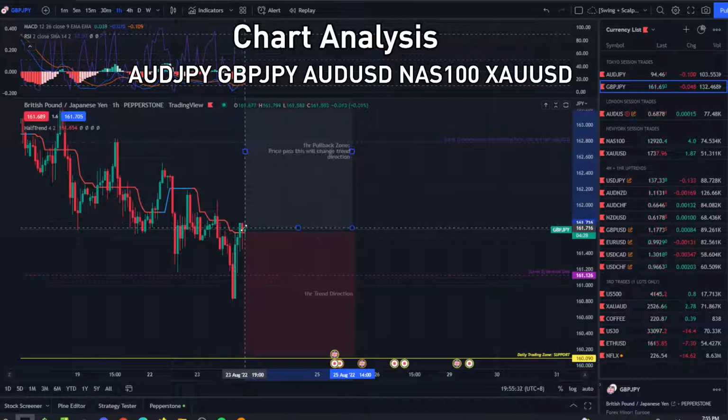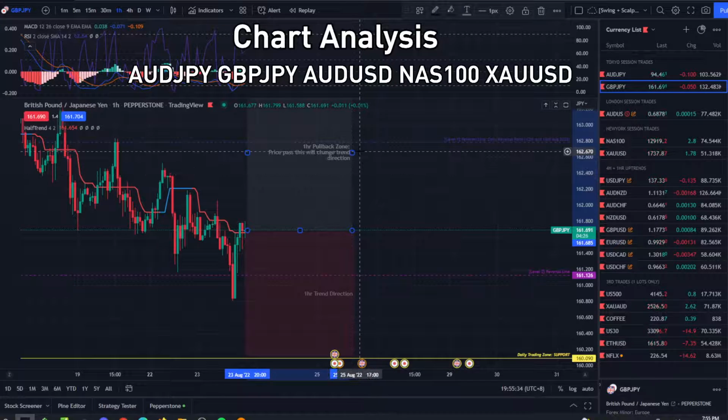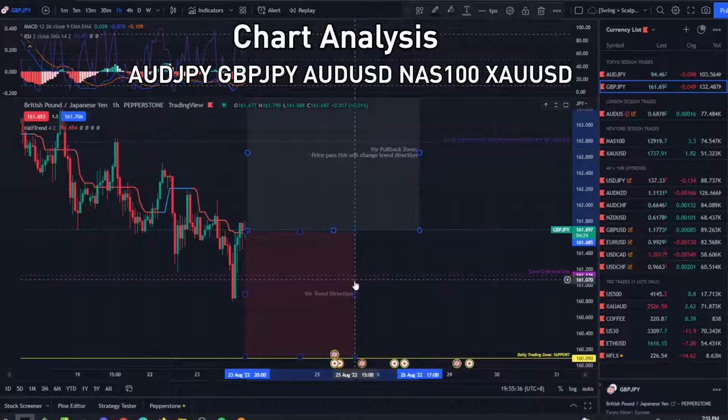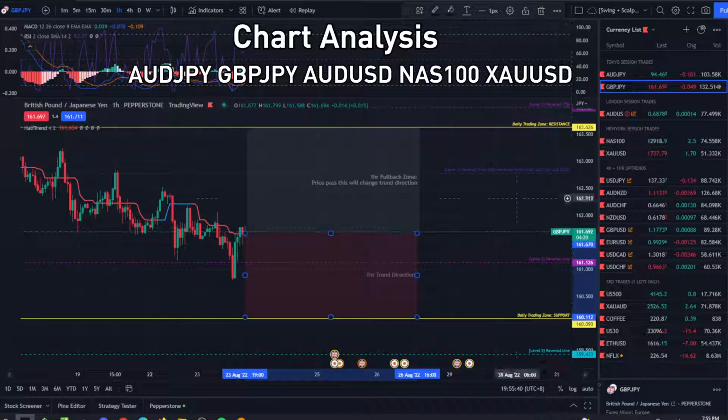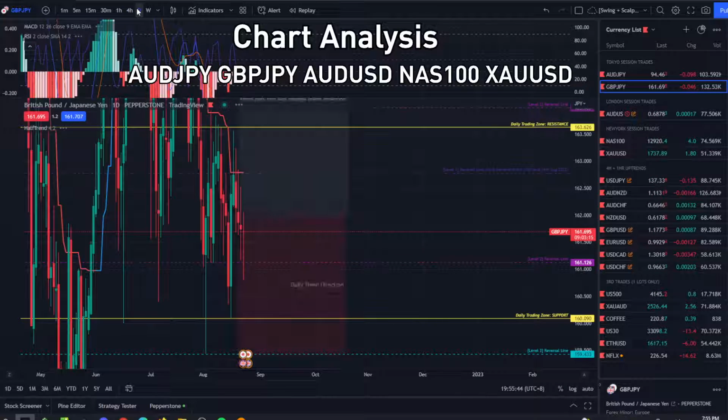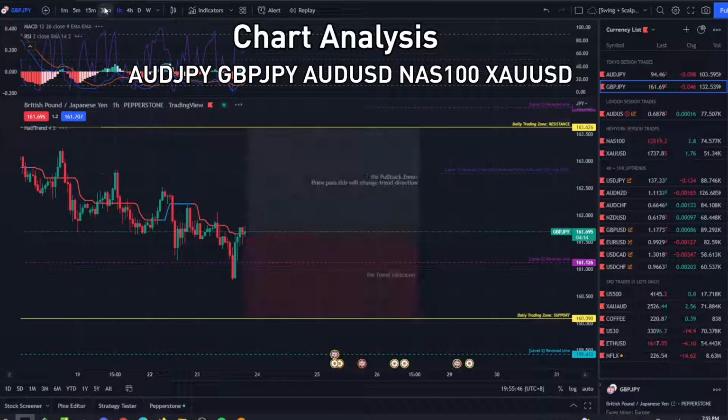So definitely this is still in a short trend. We are still in a downtrend for the British yen. And does that confluence with our 4-hour and daily? Definitely does. So if there's any signals for going short on this pair, definitely go in for it. I'll be waiting for that as well.